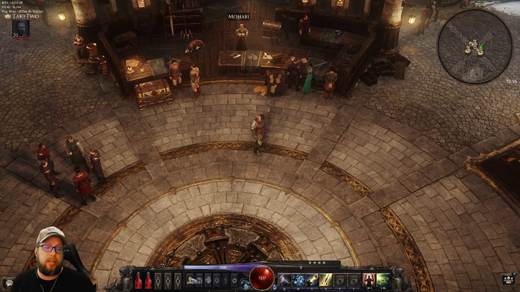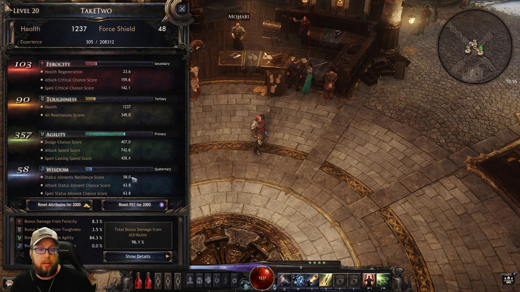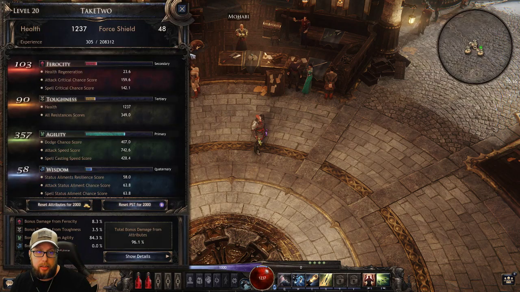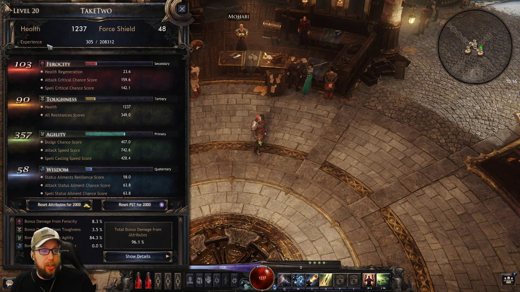First of all, how do we get to the character sheet? Two ways to do so. You can click on the first icon on your hotbar, or you can press the letter C on your keyboard. Those are the two ways to do it. And you're going to see your attribute page.